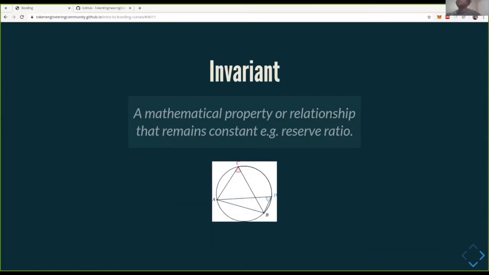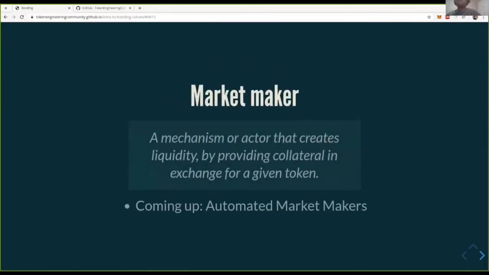A number of the mechanisms, automated market makers and bonding curves have the idea of an invariant. This is basically a property or relationship that remains constant. If you did basic geometry, triangles have a number of different invariants, and the same holds for bonding curves in a different way. So what is a market maker? It's a mechanism that creates or provides liquidity in exchange for a given token. And coming up, you'll see the concept of automated market makers.